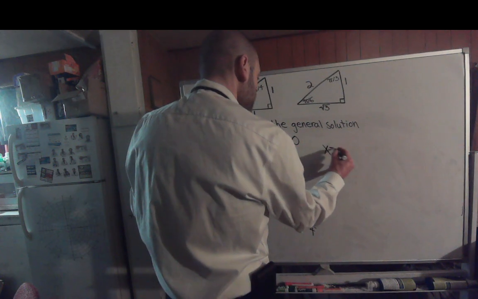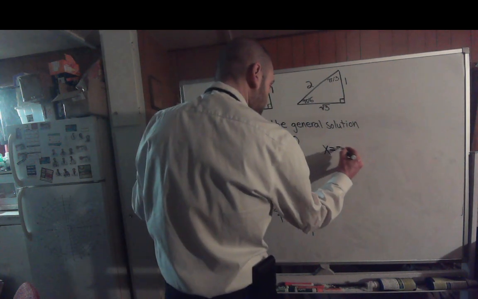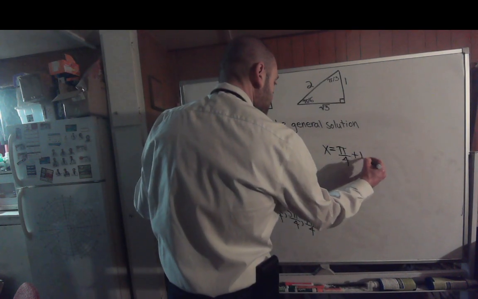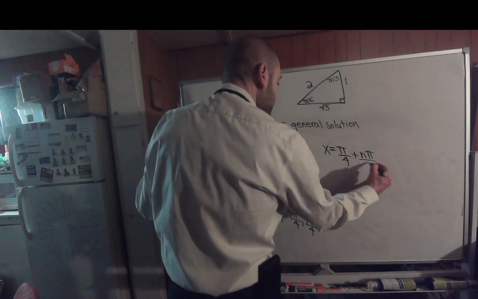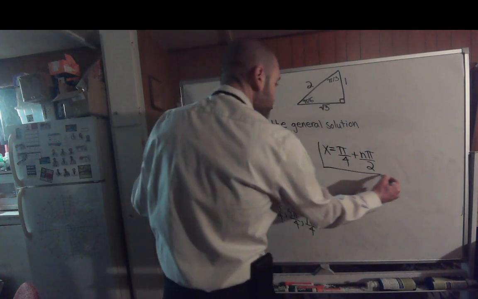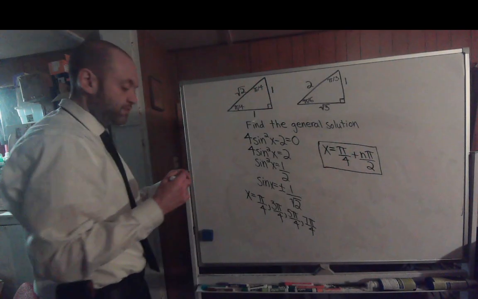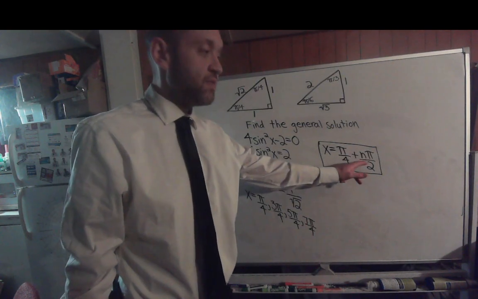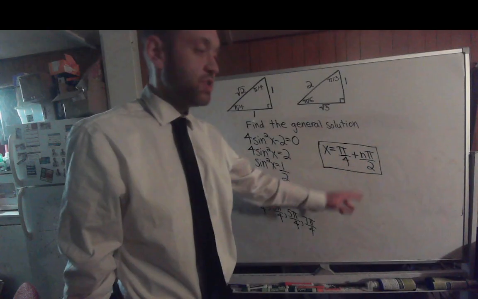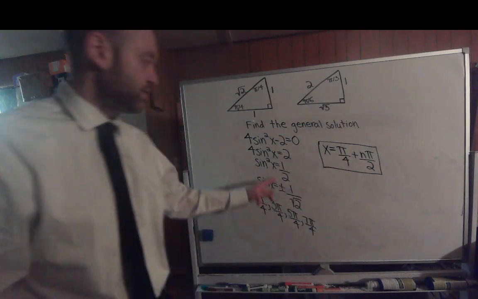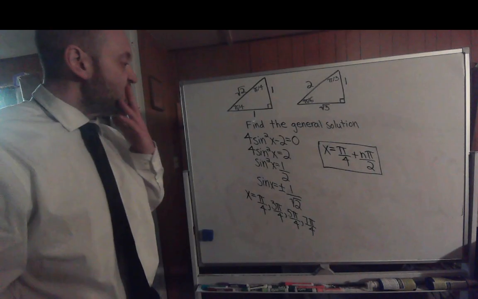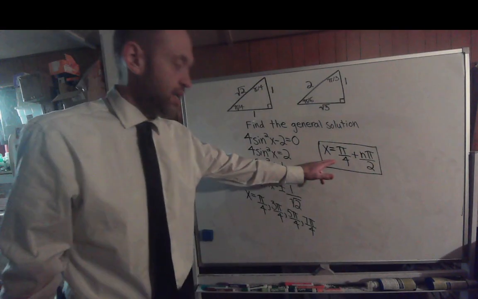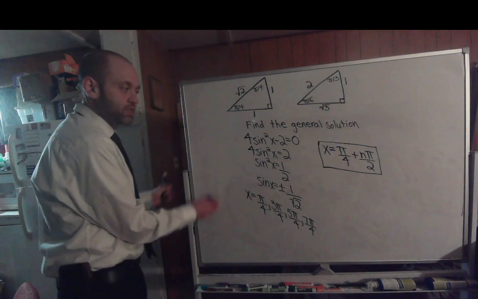So really, you could say that x just equals pi over 4 plus n pi over 2. You can honestly just say that. X equals pi over 4 plus n pi over 2, because for every multiple of 90 degrees you add, or pi over 2, you end up with another multiple of pi over 4. So that would end up giving you what you need, pi over 4 plus n pi over 2.